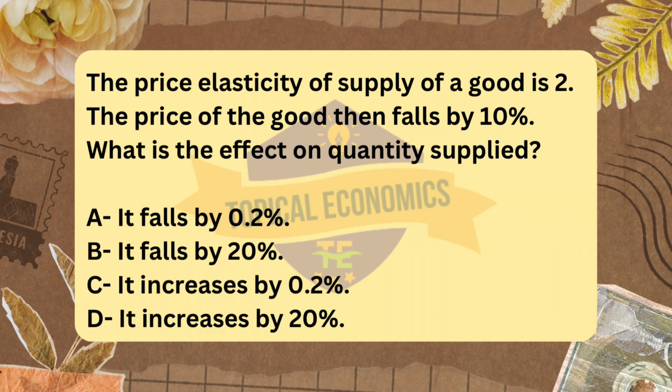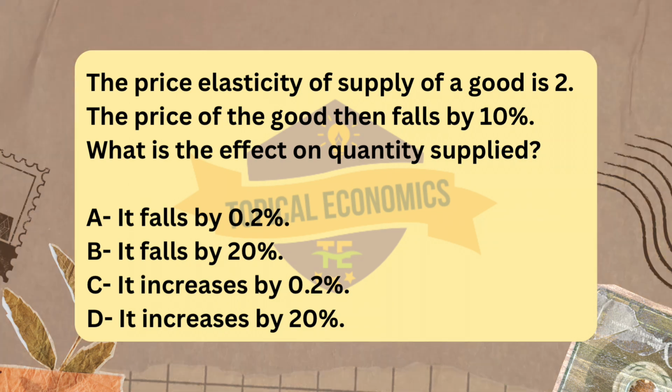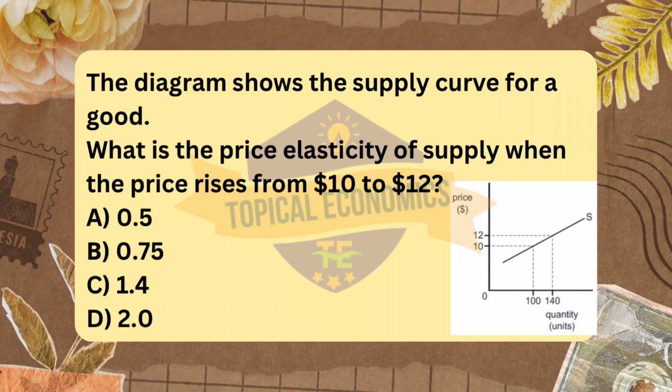To find the percentage change in quantity supplied, we can rearrange the price elasticity of supply formula. % change in quantity supplied equals 2 times minus 10% equals minus 20%. So, the quantity supplied falls by 20%. Moving to the sixth question.